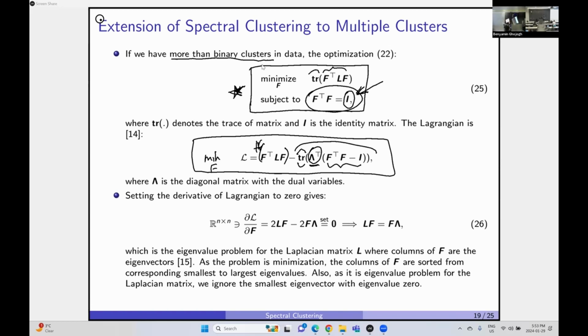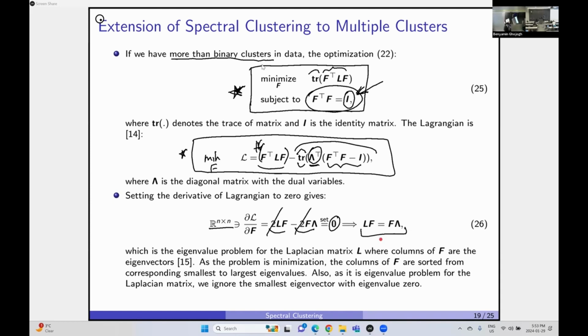So what should we do? It became a high school problem. Take the derivative, set it to 0. You see, everything goes back to high school. The derivative of a scalar with respect to a matrix is a matrix, right? This term is quadratic with respect to F, so it becomes 2LF. And this term becomes minus 2F lambda. Set it to the zero matrix. Rearrange the terms, these two terms cancel each other, and we will have this.